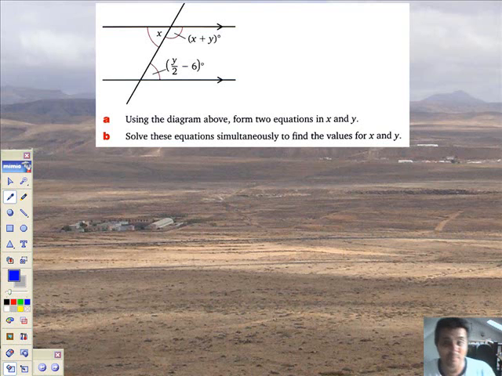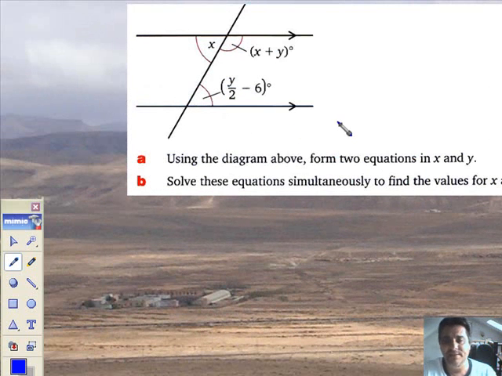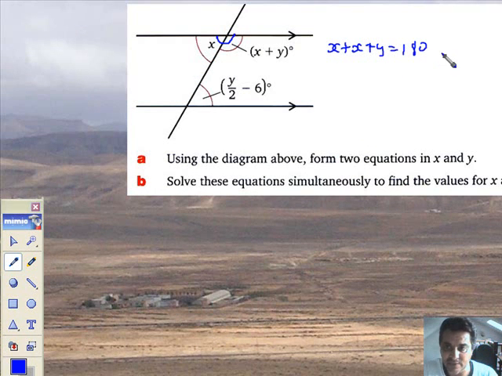Right, this is question 4. I mean, the picture says it all. It says use the diagram above, form two equations with x and y in it. Well, what do we have? A pair of parallel lines, and we've cut it across like so. I can see straight away that all of this will make 180 degrees. So here's an equation: x plus y makes 180 degrees.